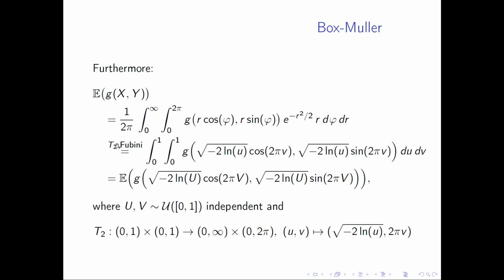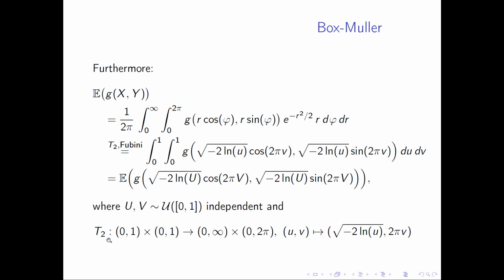What's T2? So here we have an integral from 0 to 2 pi and 0 to infinity. And T2 breaks it down to 0, 1, 0, 1. Why 0, 1, 0, 1? Well, 0, 1, 0, 1 smells a bit of independent and uniformly distributed random variables on 0, 1.